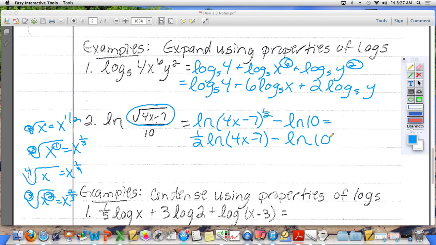All right, the next example is asking you to condense it. So we're going to work backwards. We're going to make it smaller. We're going to make what is long smaller. So start writing this example down.